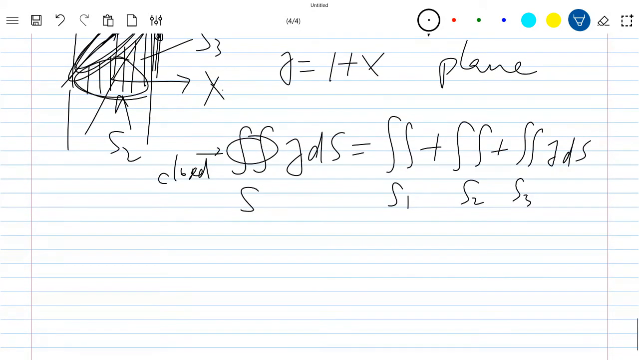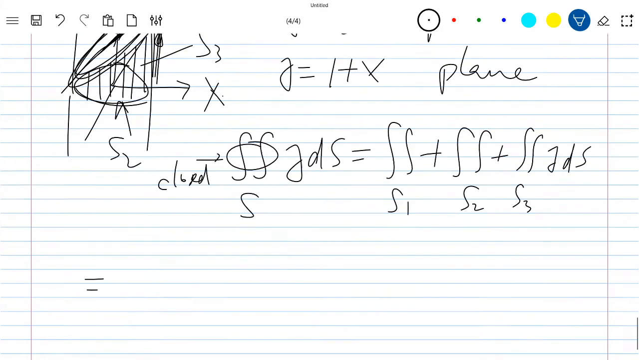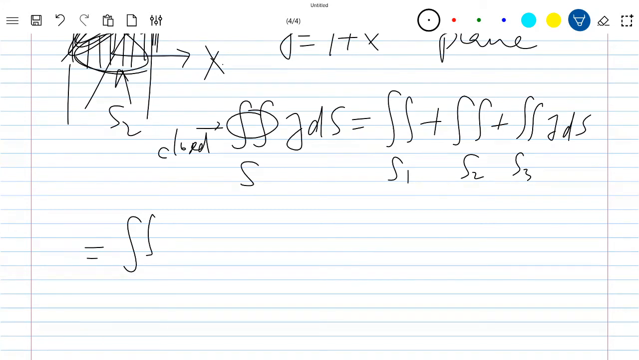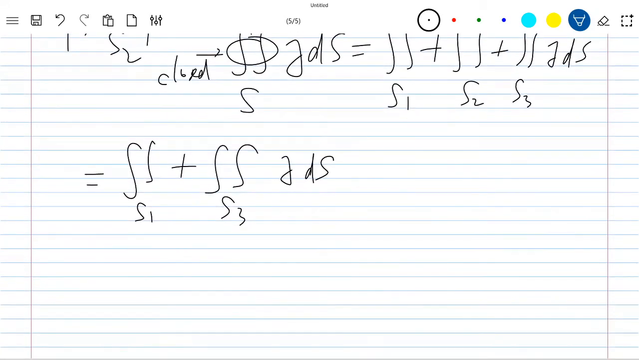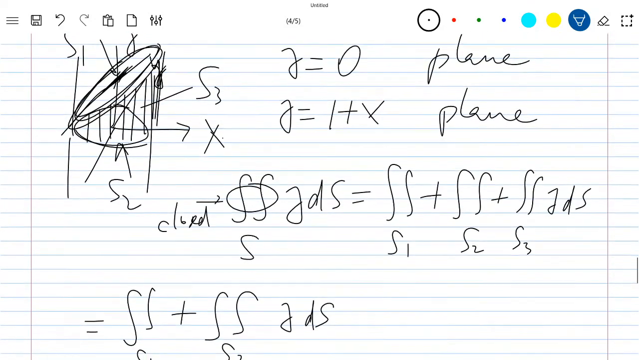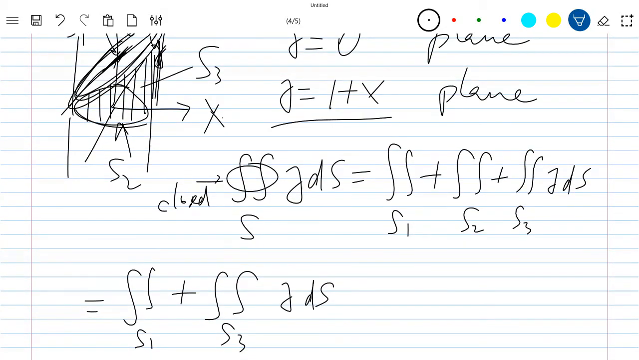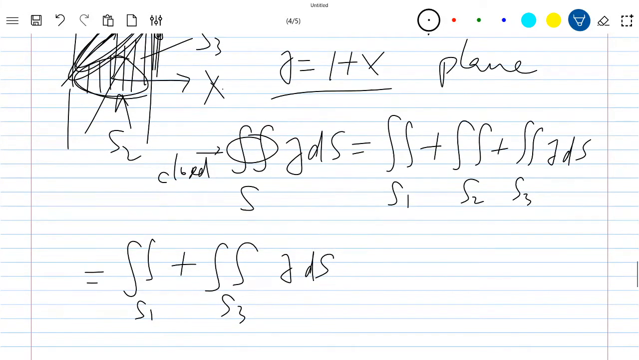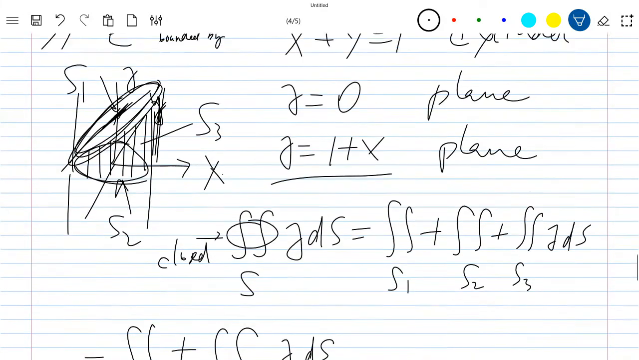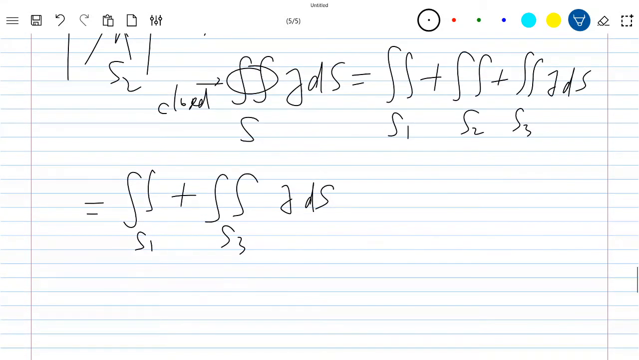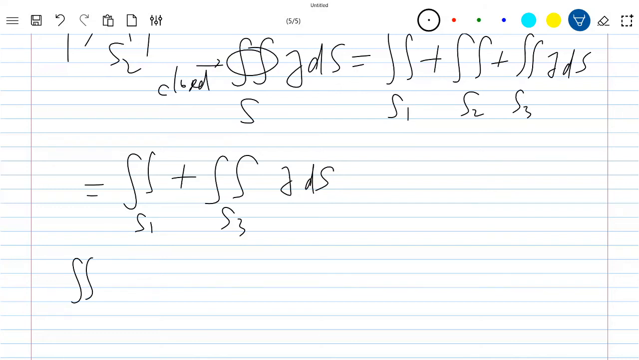Right? And we are kind of lucky because S2 is on the XY plane, so z equals 0. So we only need to worry about S1 and S3. Right? So let's see what S1 is. S1 is a plane, and the plane is given by this. But to find the integral, you have to project onto the XY plane, and then you will get this circle. So let's find out S1 first.